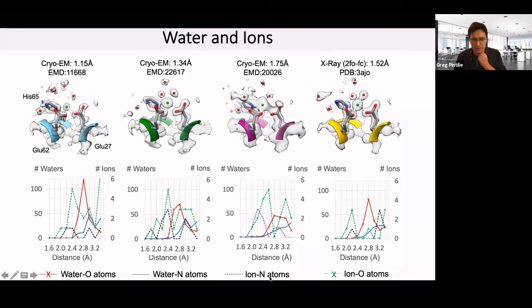Now, I didn't talk about the other curves. There are these water to nitrogen atoms and ion to nitrogen atoms. We do tend to see that there are some ions and waters close to nitrogen, but definitely not as much as to oxygens. I think this is probably somewhat known, that water will tend to favor hydrogen bonding to oxygens rather than to nitrogens for some reason. You can see that there's not too many waters or ions placed close to nitrogens, and that's because there are no blobs or peaks around the nitrogen atoms.